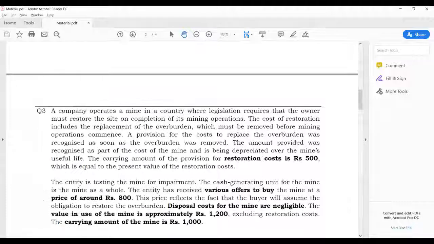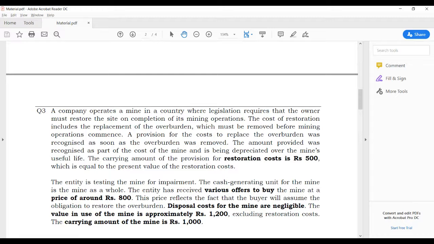Okay, third, let's suppose a company operates a mine in a country where the legislation requires that the owner must restore the site on the completion of mining operations. At times we need to restore the land, and the cost of restoration includes the replacement of the overburden, that we need to fill up that mine again, which must be removed before the mining operations commence. A provision for the cost to replace the overburden was recognized as soon as the overburden was removed.